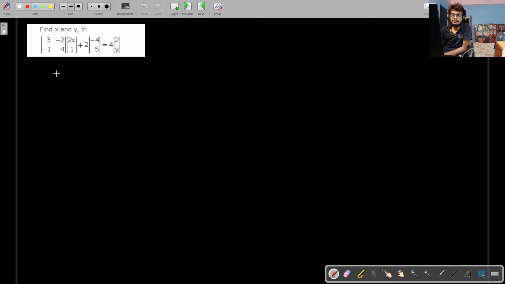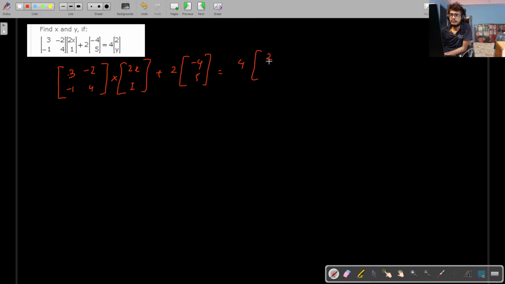Find x and y if the matrix 3, minus 1, minus 2, 4 is multiplied by 2x, 1, then added to 2 times the matrix minus 4, 5, which is then equal to 4 times the matrix 2, y. What we do in this kind of question is focus on the left hand side first. In the left hand side we have a 2 row 2 column matrix, that is a 2 by 2 matrix, and a 2 row 1 column matrix, with a multiplication sign in between.